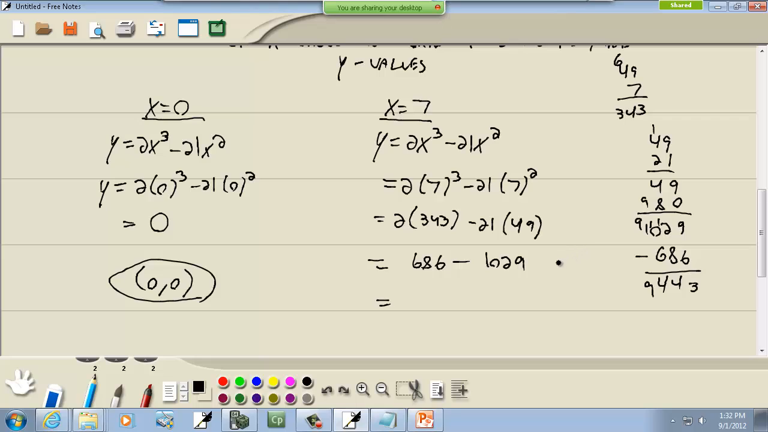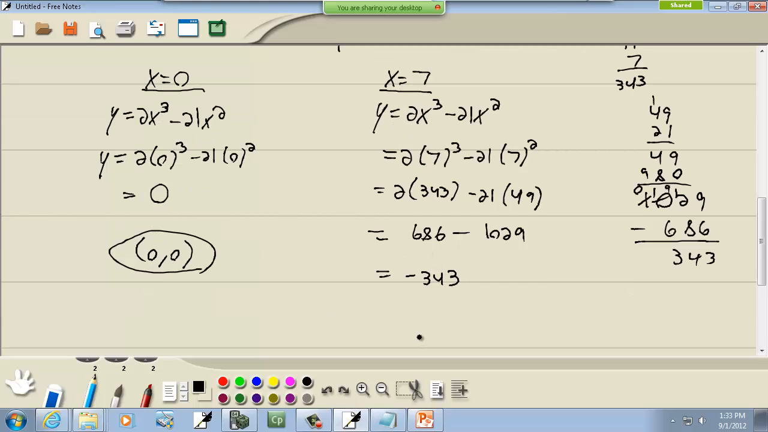Why am I writing so sloppy? I know I screwed that up. Let me try it again. Okay. This was 1029. We're subtracting 686. Make it a little bit neater. That gives us 3. I want to borrow, so that goes to 0. This is 10, and we borrow 1 from it. That becomes 9, 12, 4, 3. 9, 12. Yep, that should be right. If not, we'll pretend it is. So negative 343. So that particular point there is 7 and negative 343.